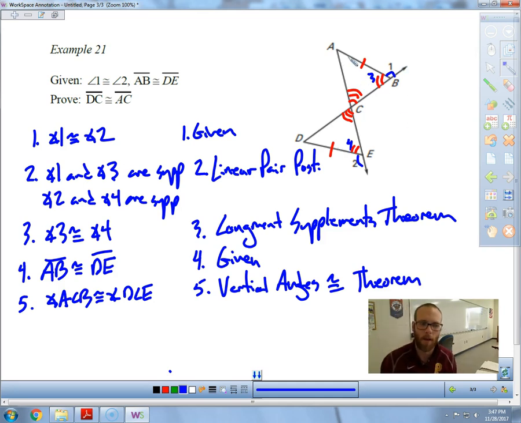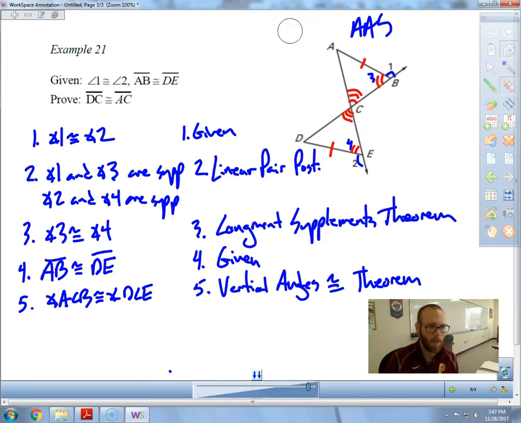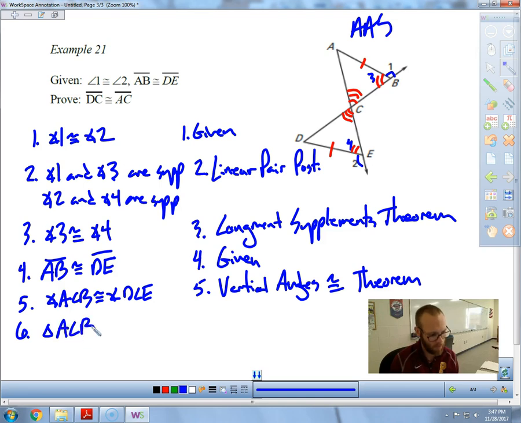I have two pairs of angles, one pair of sides. Is this angle side angle or angle angle side? Is the side that we have the side between our angles? No, it's not. This is angle angle side. So triangle ACB is congruent to triangle DCE by angle angle side. Are we done?